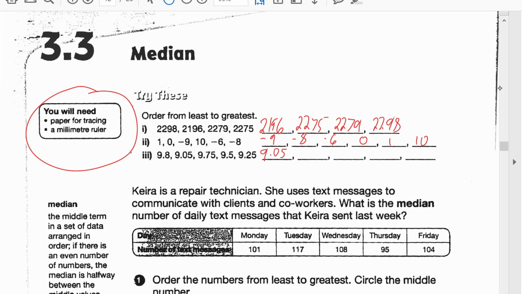And then the last one: 9.05, 9.25, 9.50, 9.75, and 9.8.